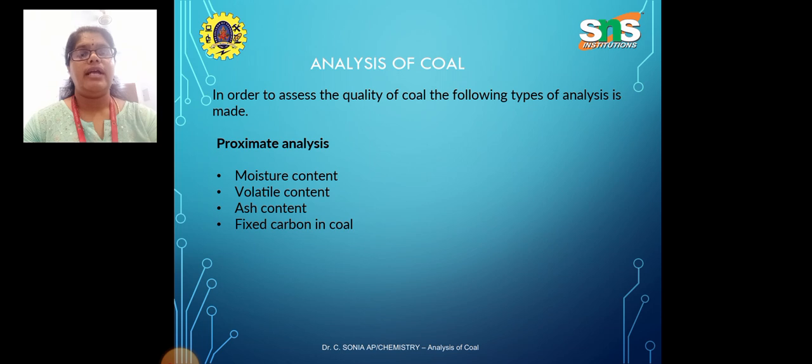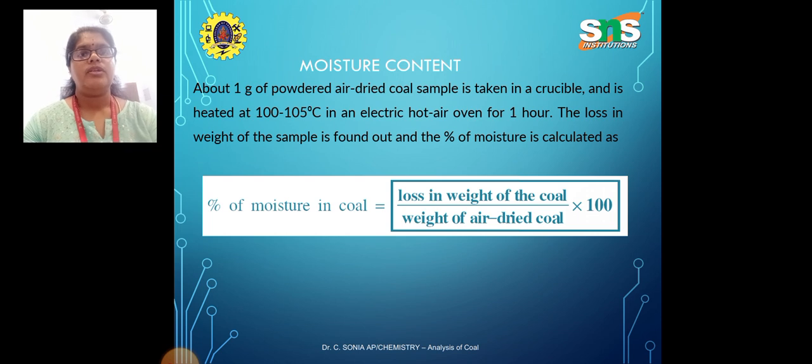So we are analyzing the coal. In order to assess the quality of coal, the following types of analysis are made. Proximate analysis: moisture content, volatile content, ash content, and fixed carbon in the coal are found by the proximate analysis process. So, first is the moisture content.